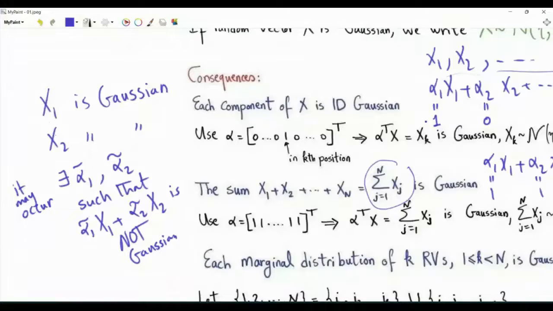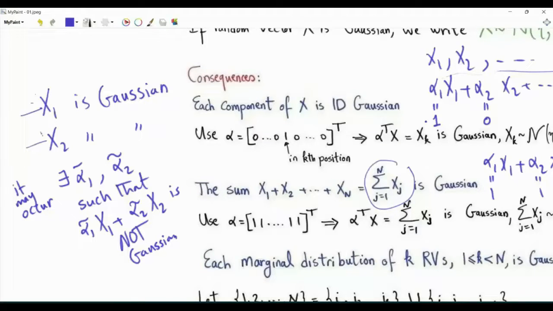So if we know that each one of them is Gaussian, to be jointly Gaussian, we need to verify the definition. We need to make sure that any linear combination of these, any alpha 1 x1 plus alpha 2 x2, is indeed Gaussian. We can come up with examples or counterexamples, if you like, to show that I can find x1 that is Gaussian, x2 that is Gaussian, but for example, their sum is not Gaussian. And so in that case, they will not be jointly Gaussian.